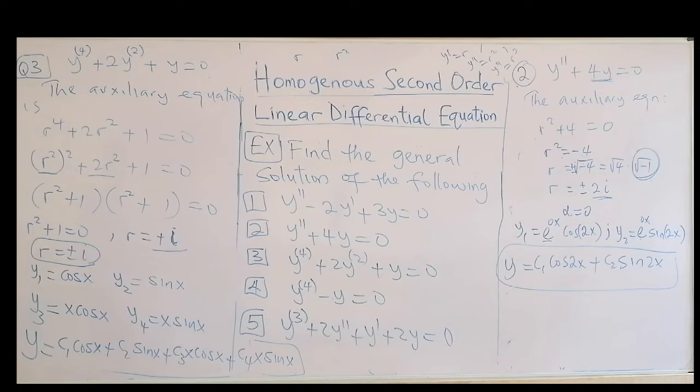Okay, so you get the solution of this, which is y1 and y2, and the solution of this is y3 and y4. But don't forget, this is a repeated root, so that will be times x. So we go to question 4.